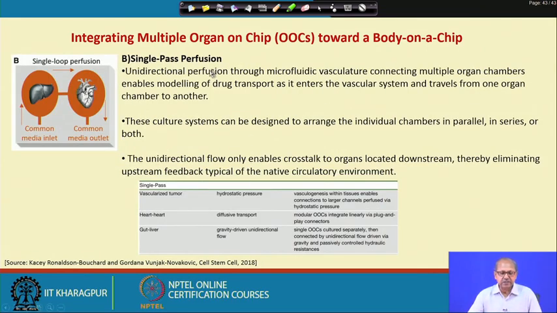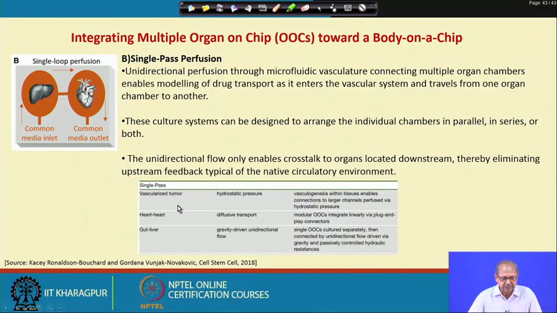Then integrating multiple organ on chips by single pass perfusion means convective flow is there. This is a common media inlet and common media outlet, and in that fashion these organs on chip could be connected either in parallel or in series or in both ways. But the problem of this type of configuration is that downstream of the flow there is no feedback; they are controlled only from upstream, because upstream organ on chips do not get feedback from the downstream.